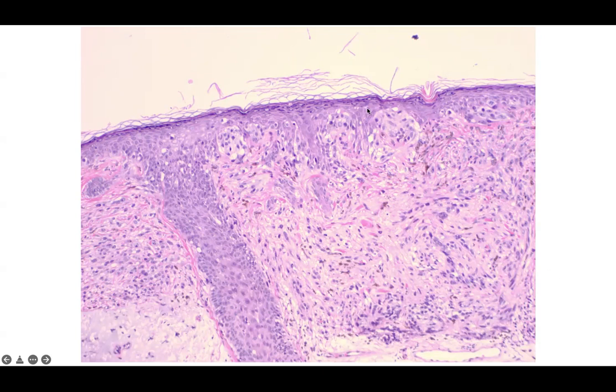You would measure the thickness from the top of the granular layer all the way down to the deepest aspect, farther away from the follicle, because you never measure Breslow thickness by the follicle. You always measure it in areas that are not associated with adnexal extension.